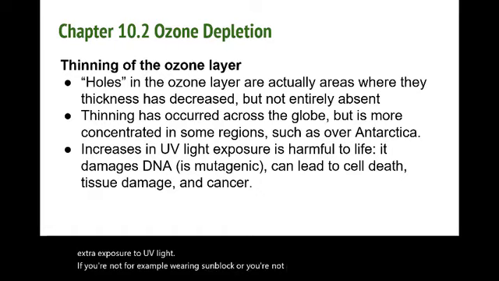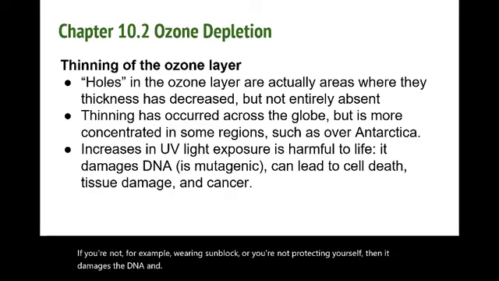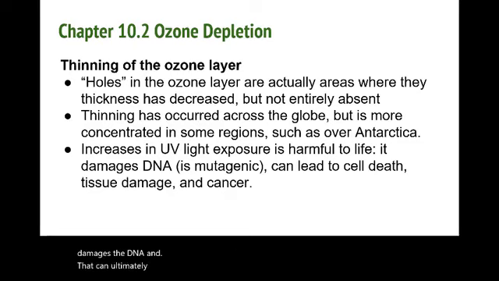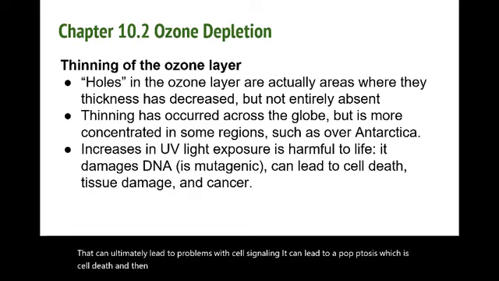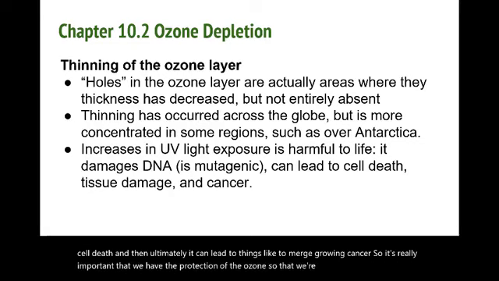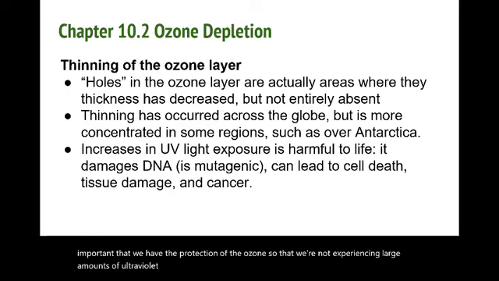And extra exposure to UV light, if you're not, for example, wearing sunblock or you're not protecting yourself, then it actually damages the DNA. And that can ultimately lead to problems with cell signaling. It can lead to apoptosis, which is cell death, and then ultimately it can lead to things like tumors growing, cancer. So it's really important that we have the protection of the ozone so that we're not experiencing large amounts of ultraviolet light exposure.